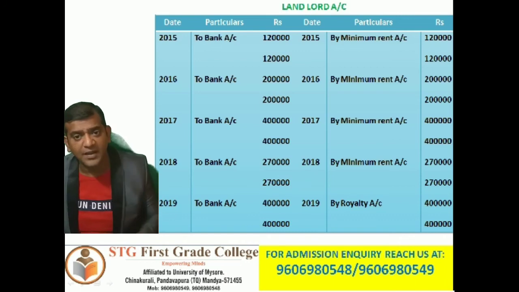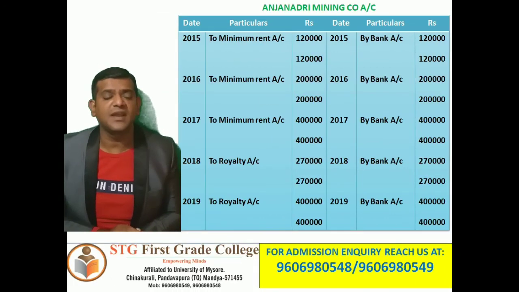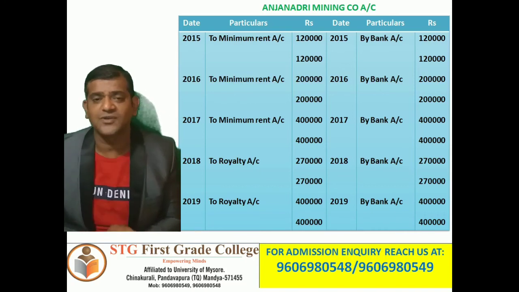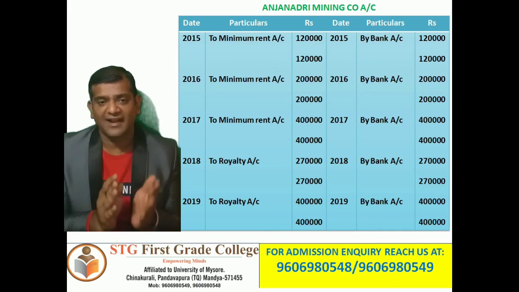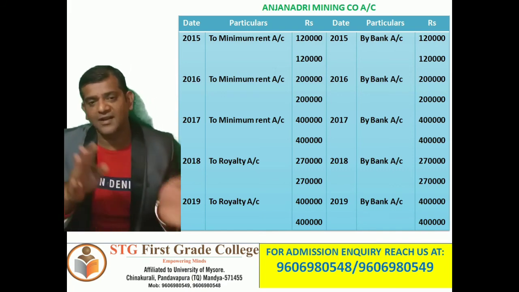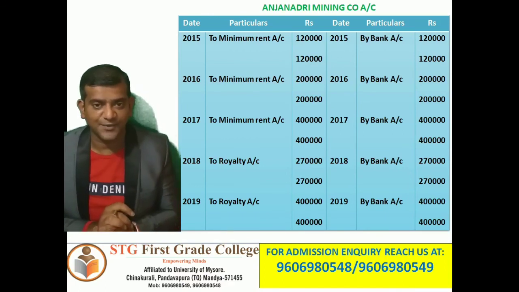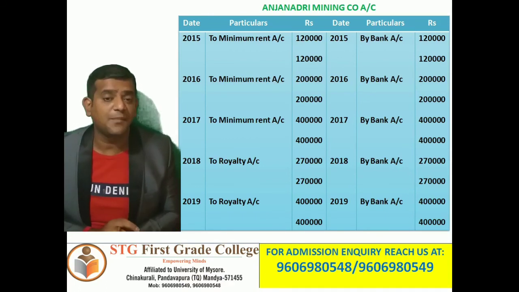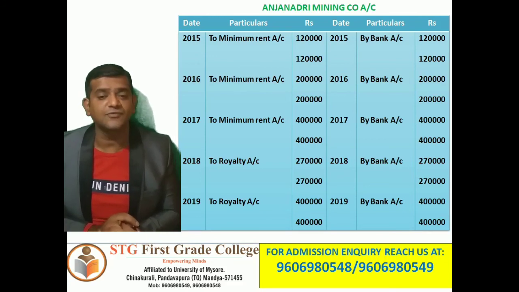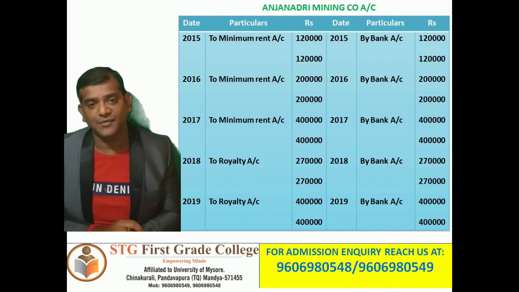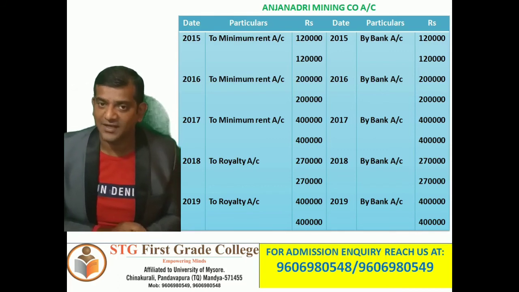Now let us open Anjanadri Mining Company account. So again 6 column table, date, particulars, rupees, date, particulars, rupees. So it is an opposite version of landlord account. What all you debited, you credit here. What all you have credited there, you debit over here. Okay, so 2015 to minimum rent account 1,20,000, by bank account 1,20,000, both the side total 1,20,000, 1,20,000.